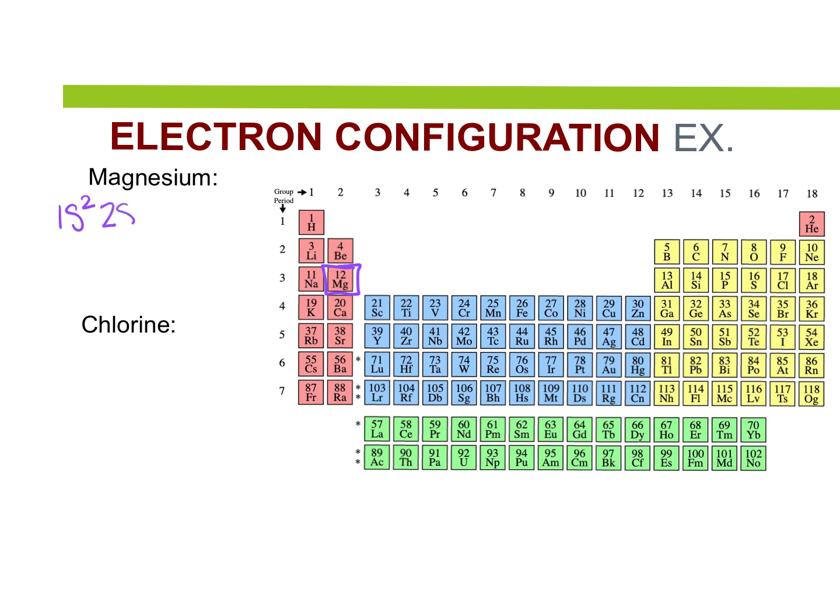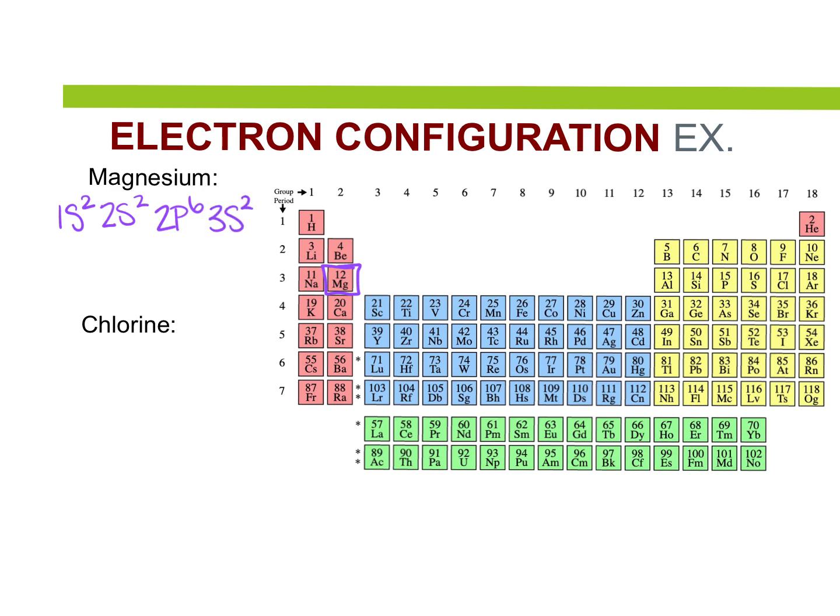So it has 2s2. And then I jump over to the p section, and it's 2p, and it has 1, 2, 3, 4, 5, 6. It has all 6 of those electrons. So 2p6. And then we jump down to 3s, and it's 1, 2 over. So 3s2.